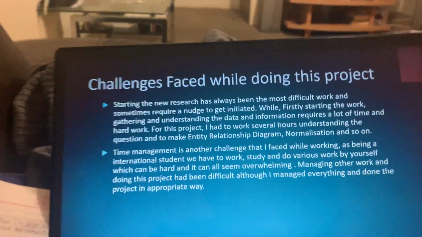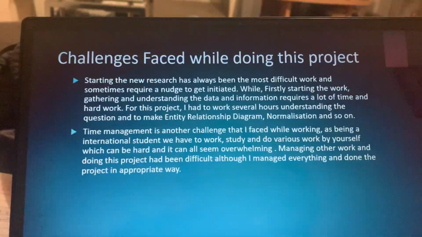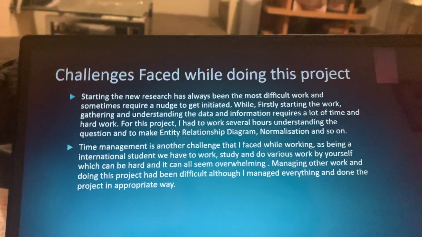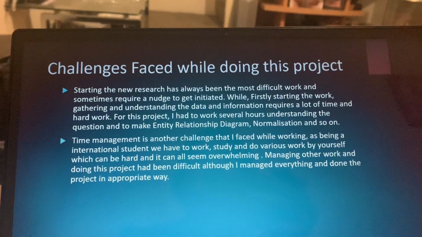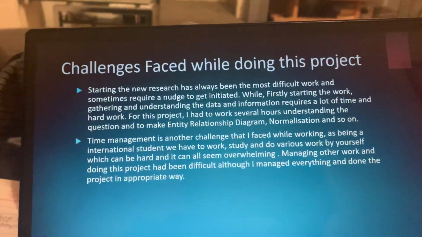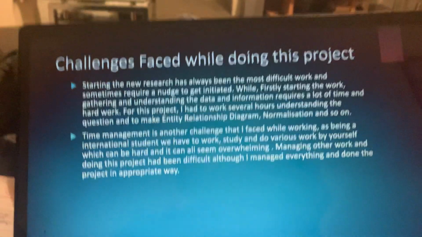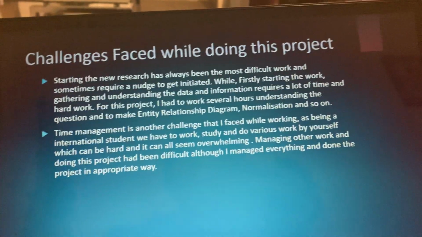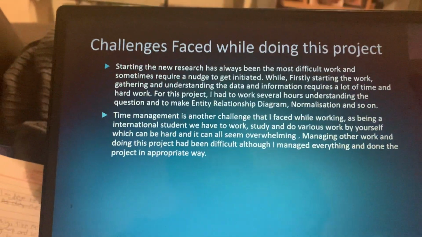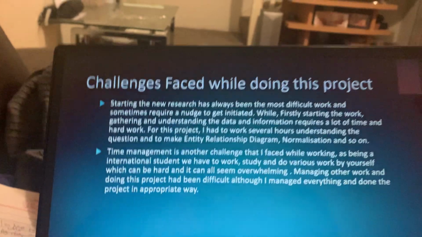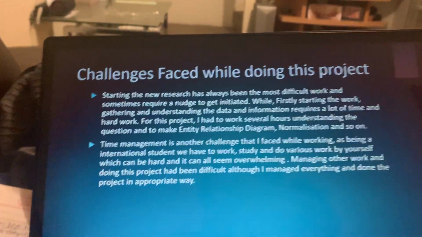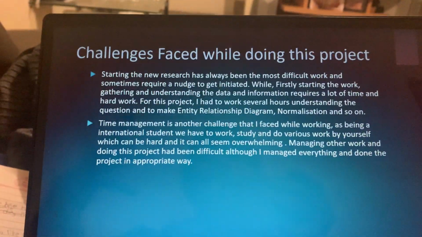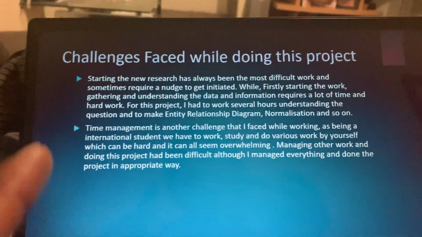Another challenge I faced while doing the project was time management, as it is really hard to manage the time. As you all know, we are international students and we have to work, study and do various work by ourselves, which can be very hard and can seem overwhelming. Managing other work and doing this project has been difficult, although I managed everything and finished the project in an appropriate way.